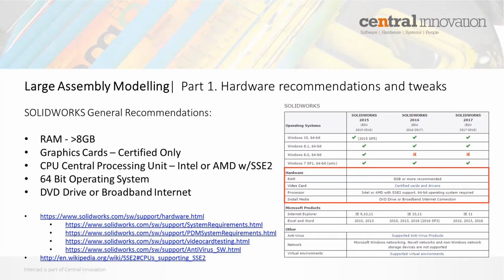In terms of RAM, SolidWorks is specifying 8 gigabytes as a minimum. I would suggest that you probably need more if you're into large assembly modelling, and we'll talk a bit more about that. Graphics cards, SolidWorks are suggesting certified only, and I'll reiterate that a little bit later on. The CPU, or Central Processing Unit, they support both Intel or AMD with an SSE2 instruction set on the chip. That's a bit of a broad specification. SSE2 was introduced on the Pentium 4 chips back in 2001, so if you're running large assemblies, you probably want something a bit better than a Pentium 4. We'll give more detail on the CPUs in the breakdown.